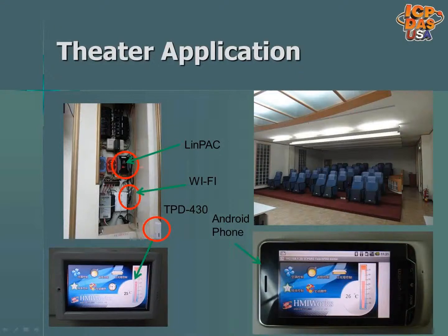Touchpads are being used to automate our theater training room at our headquarters. A TPD430 touchscreen controller allows users to change the temperature, turn on a fan, and to control the lights. The TPD430 is connected to a LinPack Linux-based controller that has a web server, which is published to the Wi-Fi network. An Android phone on the same Wi-Fi network can access the web page and can also control the lights, fan, and temperature through the touchscreen interface.